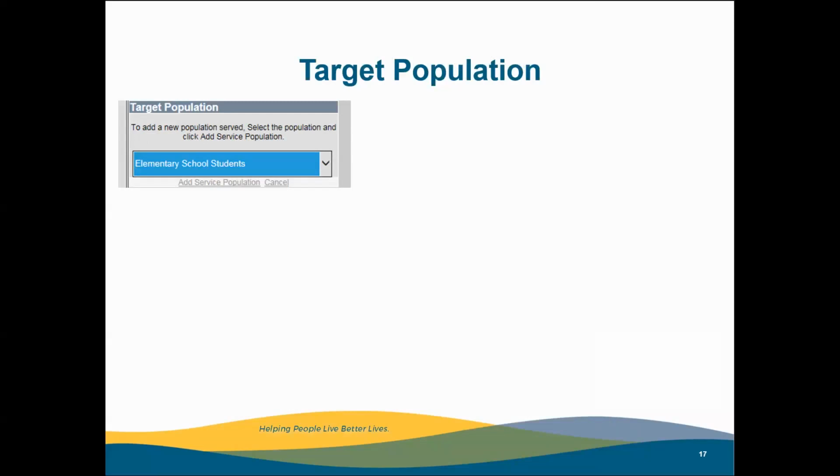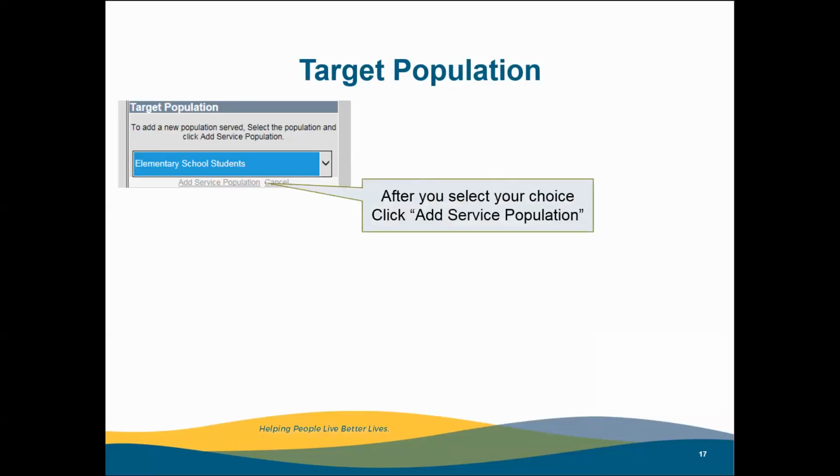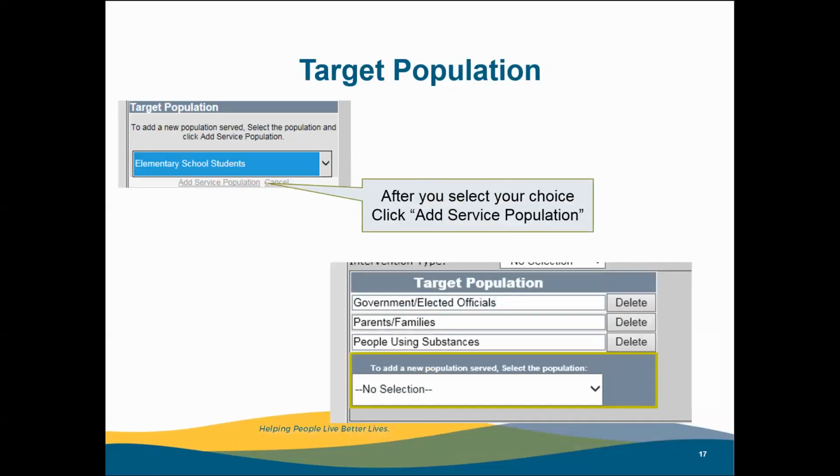So for target population, you push the drop-down menu, you select the population that you are targeting, and then you select the Add Service Population button, and then it will create this table that has all of the target populations that you've selected in it. So once you add one service population, it'll start to generate this table.